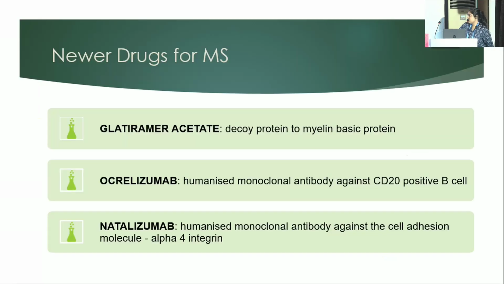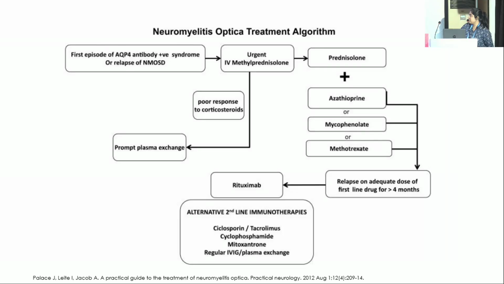Other newer drugs are also available, but let's go to the atypical type, where initially, even though you start IV methylprednisolone, there is poor response. In such a case, you go ahead with plasmapheresis. After this, when you switch over to steroids, you also give them some immunomodulators like azathioprine or methotrexate. And after 4 months, if an adequate response is not seen, then other alternatives and second-line immunotherapies are given.